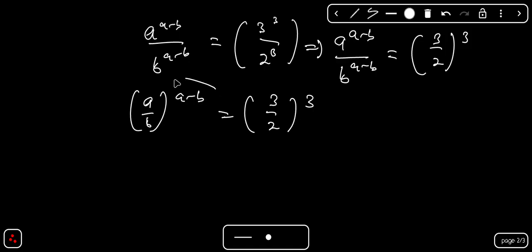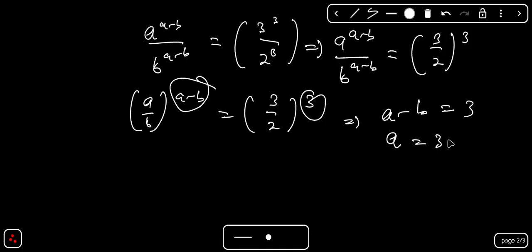So we can equate this exponent, that is, we can assume that a - b equals 3. So if a - b equals 3, you can make a or b the subject of the formula, anyone you want. If I make a the subject of the formula, I'm going to have a equals 3 + b.